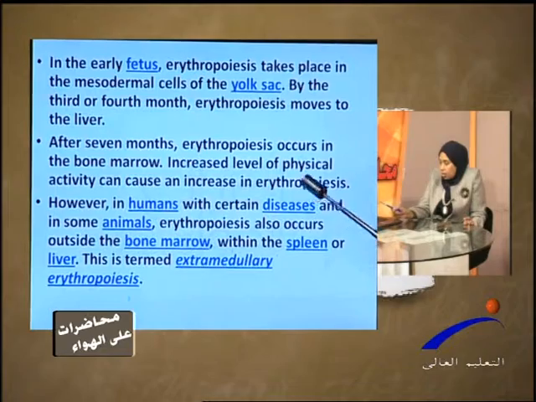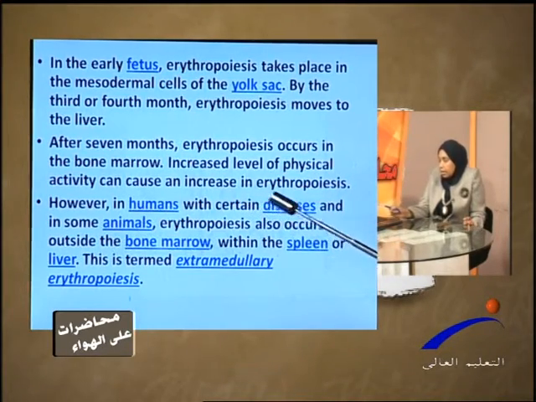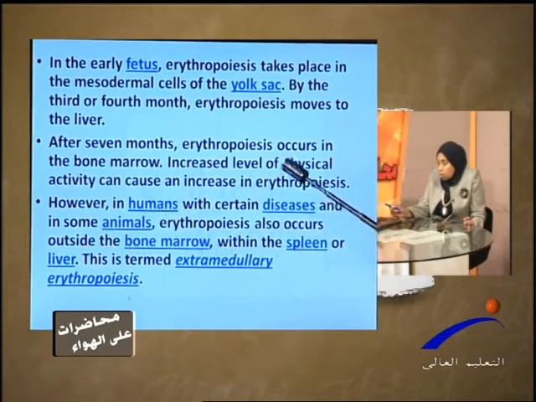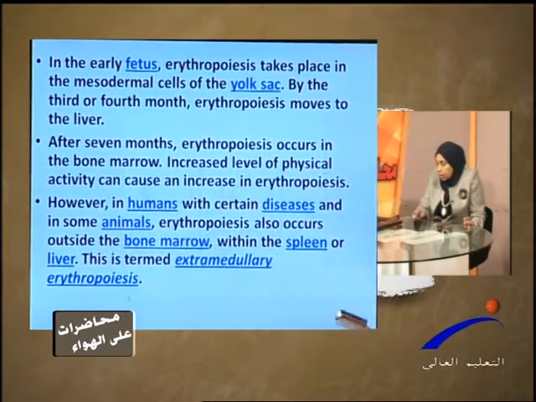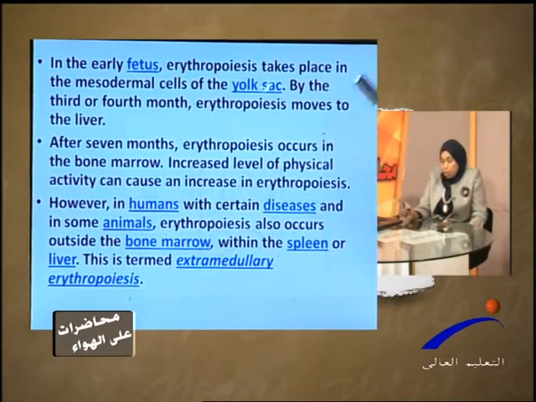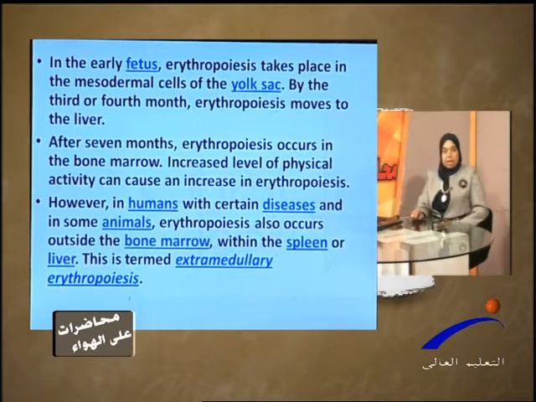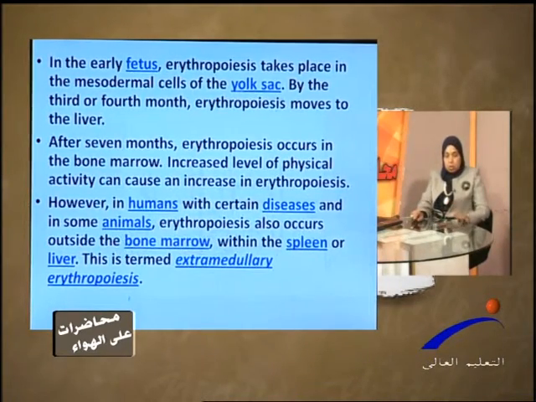Increased physical activity can cause an increase in erythropoiesis. Okay? So a physiological increase in activity can lead to increased erythropoiesis. In humans, certain diseases are associated with increased erythropoiesis and lead to what is called extramedullary hematopoiesis or extramedullary erythropoiesis, which means that the liver and the spleen resume their original function and start to produce erythrocytes, as in cases of thalassemia and sickle cell anemia, which are kinds of hemolytic anemia.